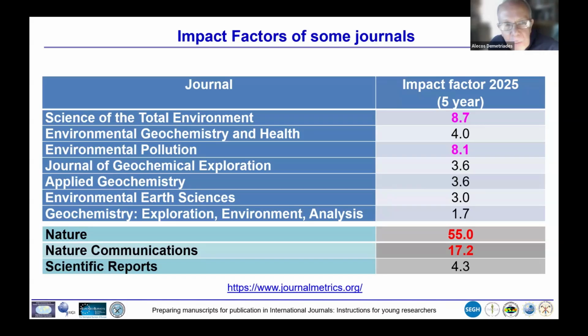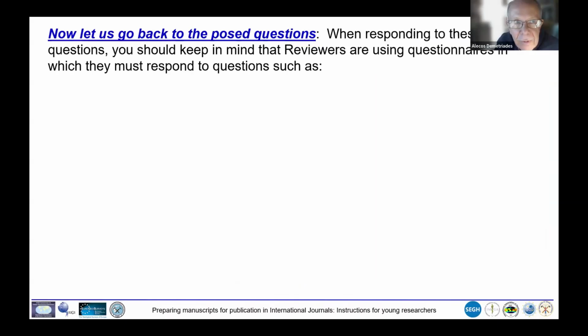You can try Environmental Geochemistry and Health, Applied Geochemistry, Environmental Sciences with a lower impact factor, but again, they are very demanding. Even Geochemistry: Exploration, Environment, Analysis with 1.7 is very demanding. So you have to write a very good article even for these journals. Now, let us go back to the post questions.